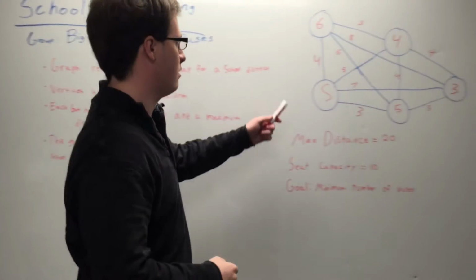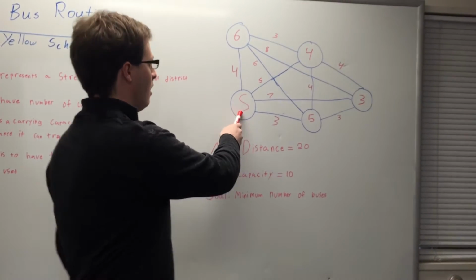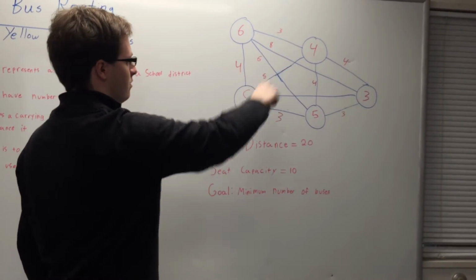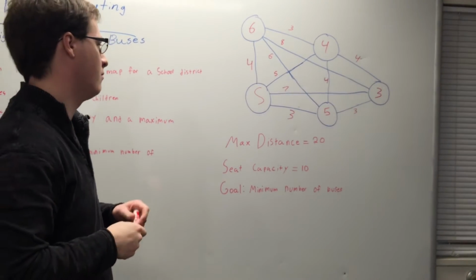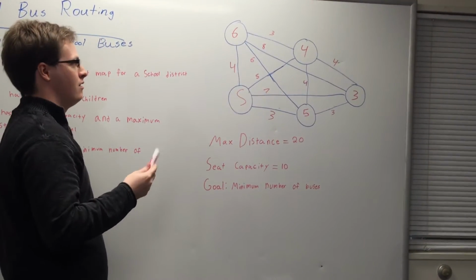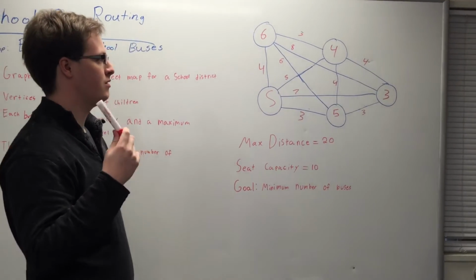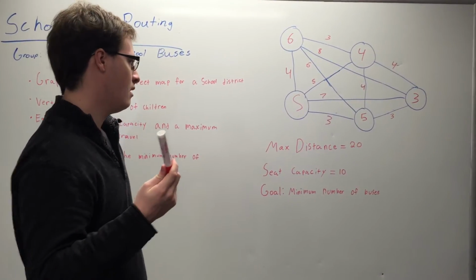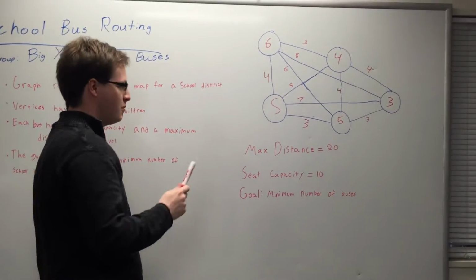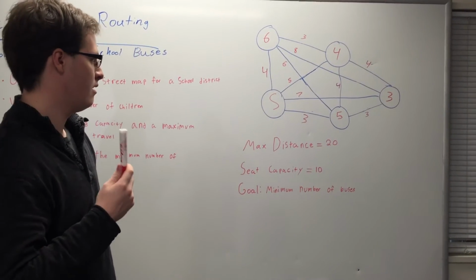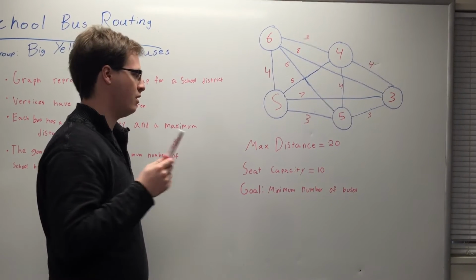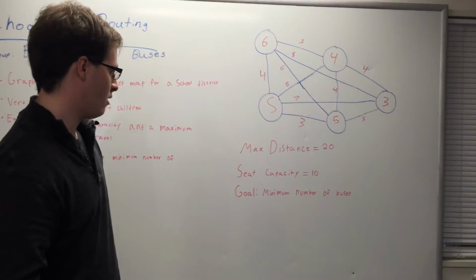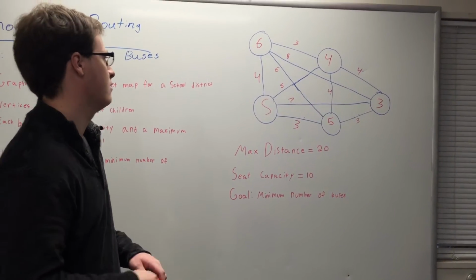Now, this is our graph. This is the school. As you can see, the edges are labeled with the distance, and the vertices have the children at them. The vertices themselves have the number of children present at that vertice. In this particular example, the max distance that a school bus can travel is 20, and the seat capacity for that school bus is 10. Again, the goal is to have the minimum number of school buses.